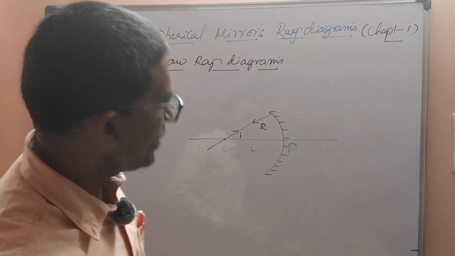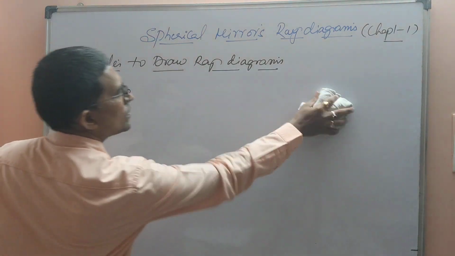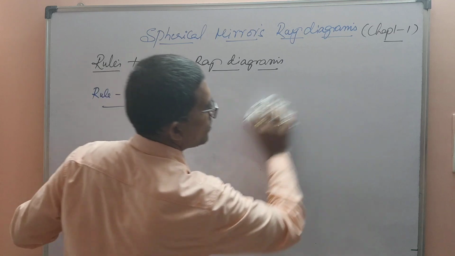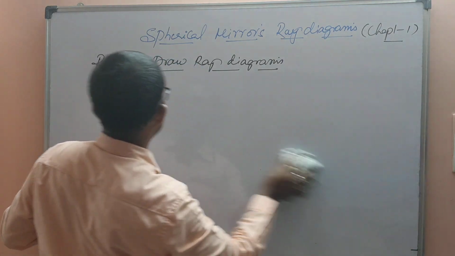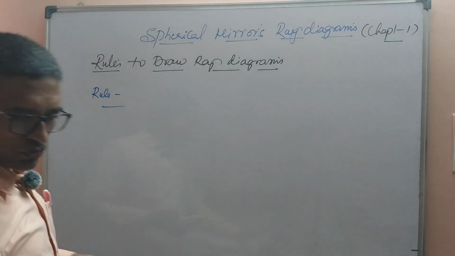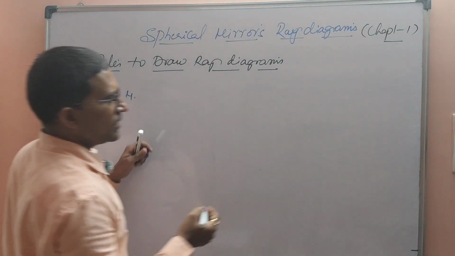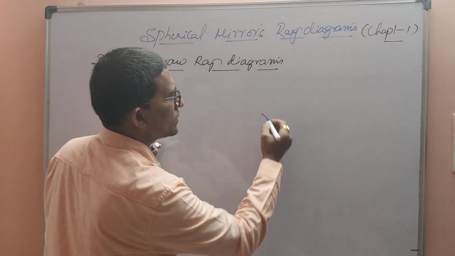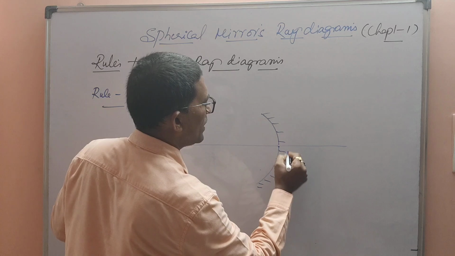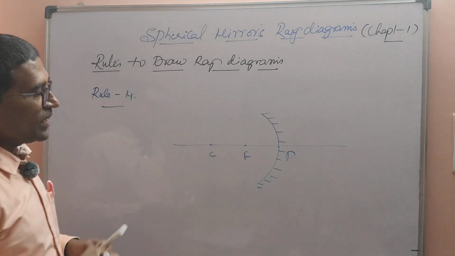Next one, now we have rule 4. Mostly in state textbooks, you won't find this particular fourth rule, but I am explaining it. This is a concave mirror, this is the pole, this is the focus, and this is the center of curvature.